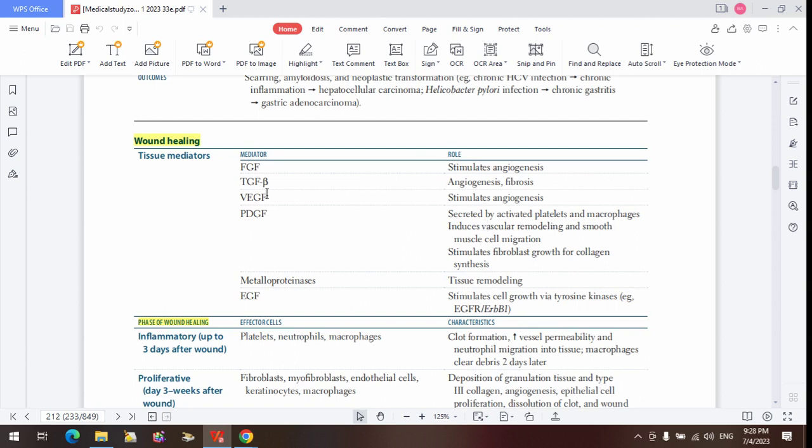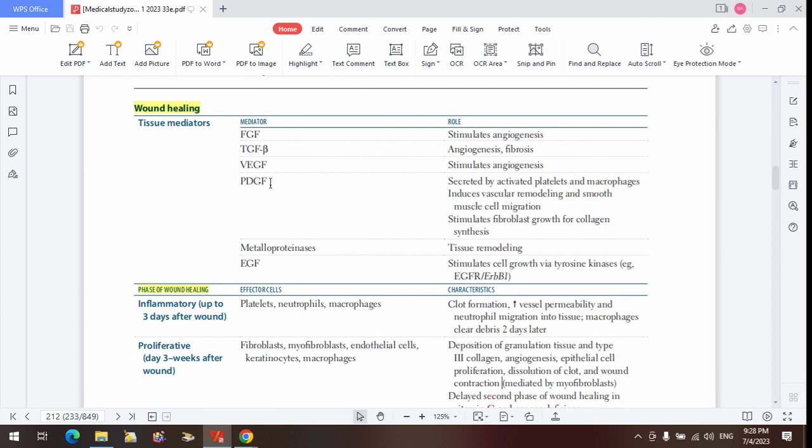The next ones are transforming growth factor beta and platelet-derived growth factor. I like to marry these together because they do the same function. Both of them will stimulate angiogenesis and they will stimulate fibrogenesis. Platelet-derived growth factor will activate the fibroblast for collagen. It will also remodel the vascular tissue and allow smooth muscle to go inside the vessel so that it can be strong. So it does angiogenesis, just like transforming growth factor beta. Don't forget, transforming growth factor beta and platelet-derived growth factor are both important for angiogenesis and fibrosis.